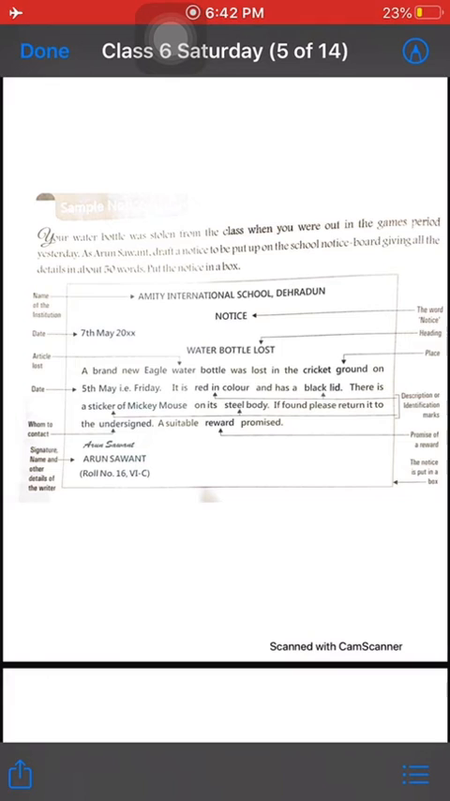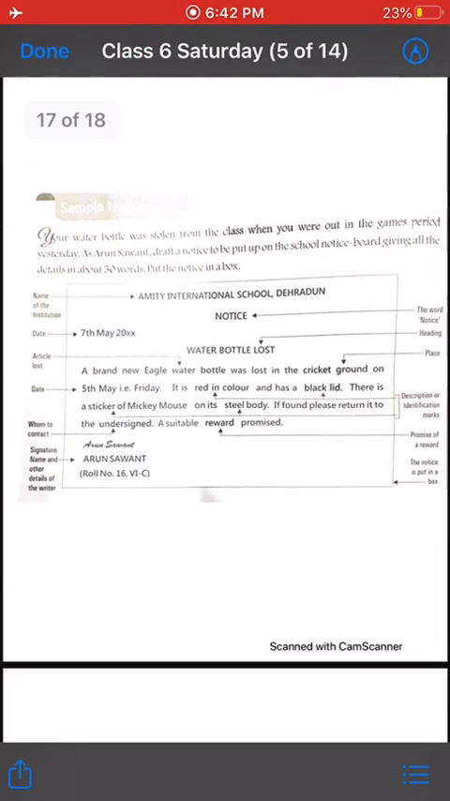Then at last he said that if found, please return it to the undersigned. Now here undersigned means the one who had signed below. जिसने नीचे साइन किया है उसी को वापस कर दी जाए. And he has also promised a suitable reward, that whosoever will return it back, I will promise to give him a reward. And just a few necessary information is there, see.